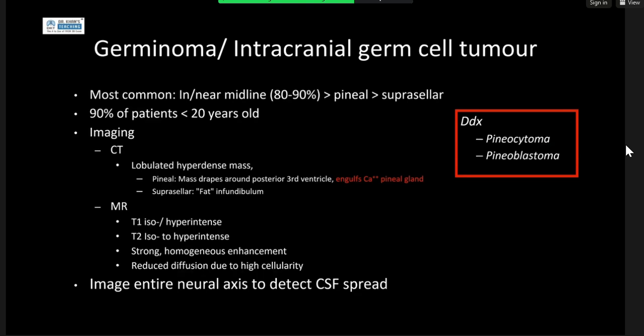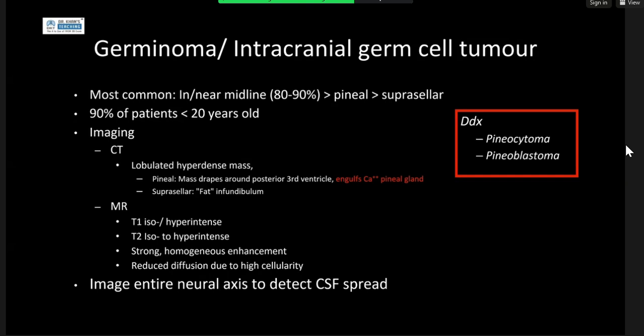It's very common in the midline, so 80 to 90%, pineal more than suprasellar region, often happening in a young child. And I think if I had shown you the CT, what it shows is that it always engulfs the calcification within the pineal gland, because you can get calcification there. And if it happens in a suprasellar cistern, then your infundibulum looks a bit bulky. Okay. Very variable signal, so about iso to hyperintense on T1, and variable on T2 as well. And you've got that homogeneous enhancement, slightly heterogeneous with areas of non-enhancement, but the enhancement is quite strong.